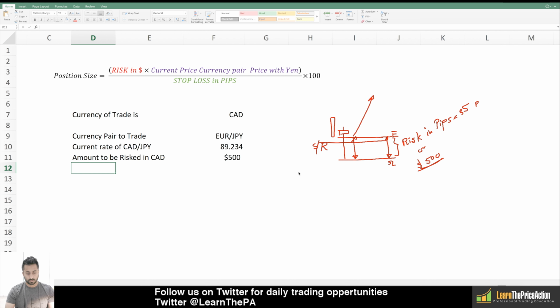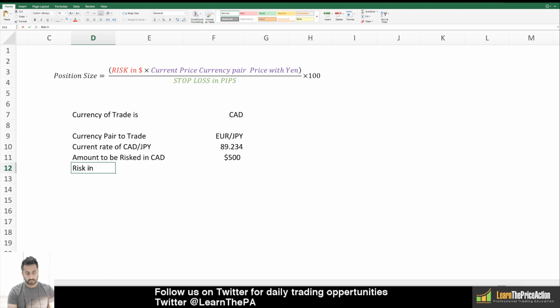So I'm just going to use this as an example, and I'm just going to put this here. So risk in pips is, sorry, 35 pips. So we have determined the stop loss in pips, we have determined the currency pair with the yen, and we have determined the risk in dollars. Using this formula, we have all the three variables.